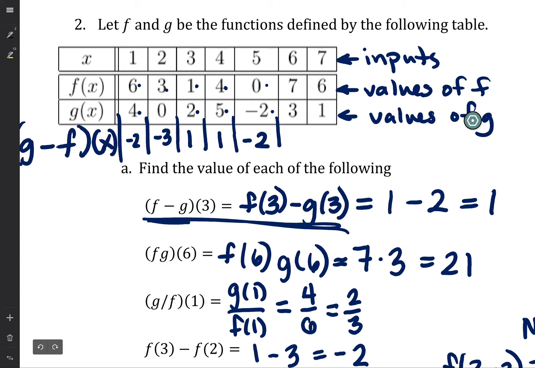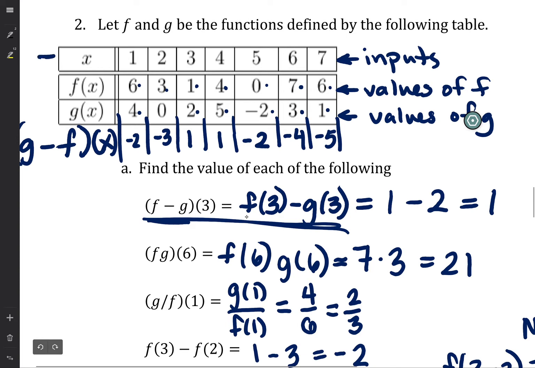Almost done. g minus f of 6 is going to be g of 6 minus f of 6. 3 minus 7 is negative 4. And then last but not least, g minus f of 7 is going to be g of 7 minus f of 7. 1 minus 6 is negative 5.